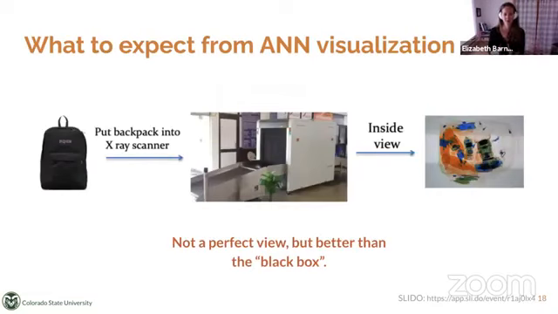I love this example that Imme came up with here. Just like a black backpack going through an X-ray scanner, at first when you look at the black backpack, you can't see anything that's inside. Same with this idea of a black box neural network. Now, when you put the backpack through the X-ray scanner, what you get out is not a perfect view of the contents of the backpack, but it's certainly better than what you started with. And that's how we think a lot about our neural network visualization techniques. They're not going to give us everything that's going on inside, but they're going to give us an inside view that's certainly better than the black box.